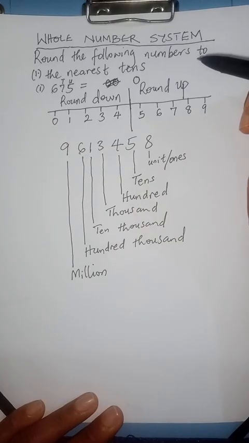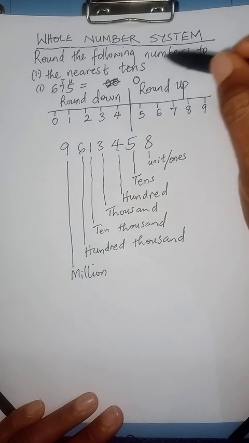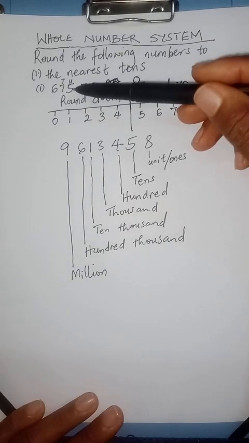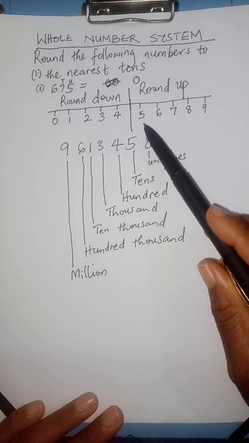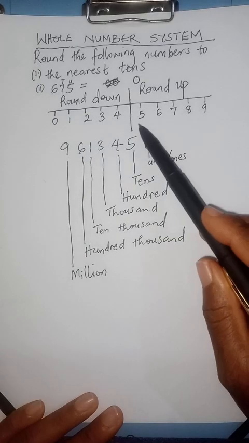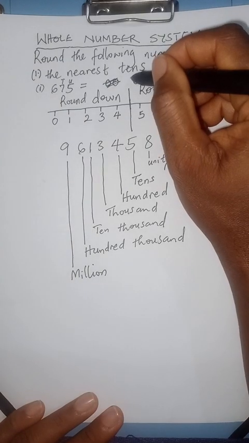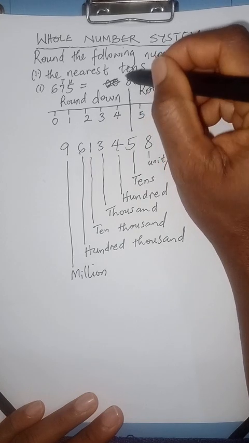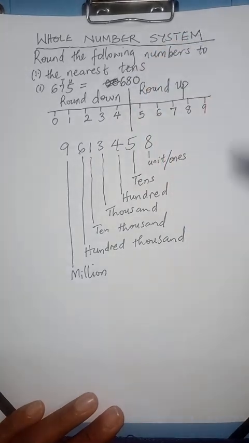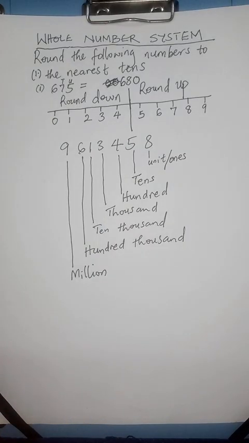And once I do that, then I will check the value under the unit. Is it 5, 6, 7, 8, or 9? If it is any of these digits, I will round up. To round up means add 1 to the tens. 1 plus 7, 8. And then this becomes your 0. So your answer is 680. That's to the nearest tens.